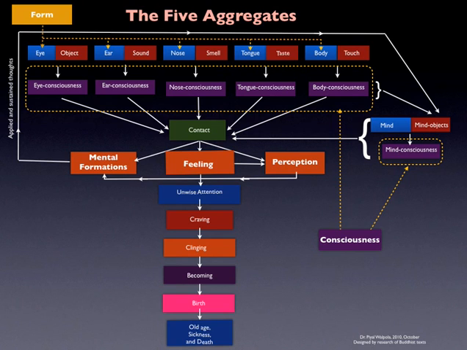Now this is a very important thing for us to learn. These are the five aggregates. I briefly mentioned this term before, but let's see how it fits into the model here. The form is shown on top in the orange box. This is basically the eye, the ear, the nose, the tongue, and the body. This consists of the form, or rupa.